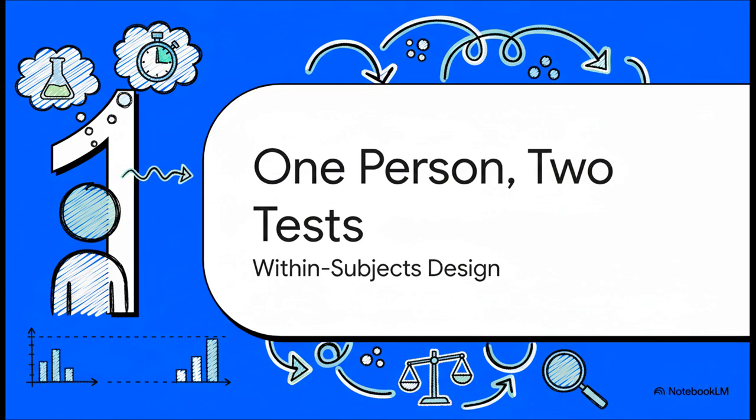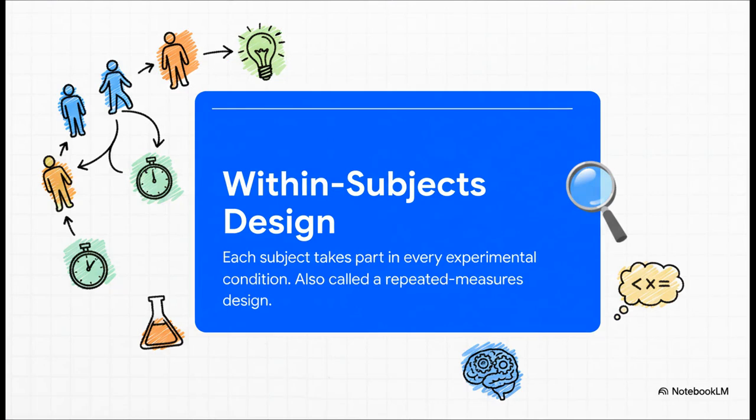And this whole everyone does everything approach, where one person goes through all the conditions, well, that has a formal name, and it's the heart of what we're talking about today. It's called a within subjects design. So what does that actually mean? Well, a within subjects design, and you might also hear it called a repeated measures design, they're the same thing, is simply an experiment where every single participant takes part in every single condition.